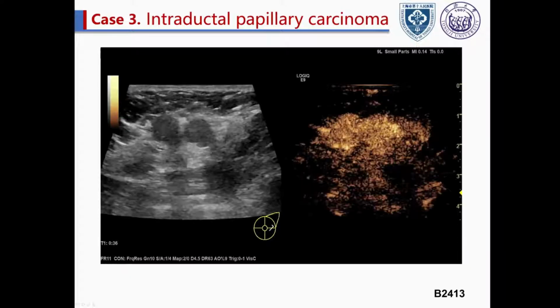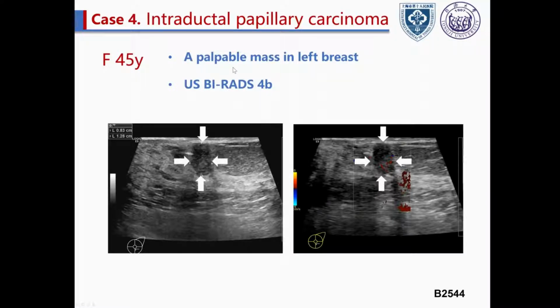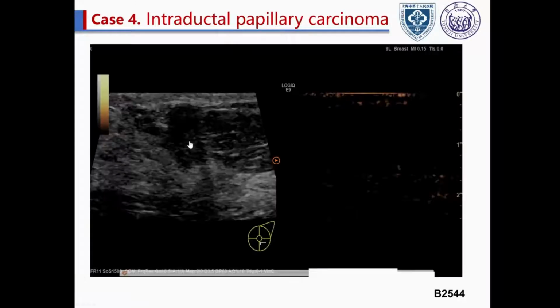Okay, this is the fourth case. Is also intraductal papillary carcinoma. The patient found a papillary mass in the left breast, and it is also classified as BIRADS 4B. It's a B-mode image of the patient, and this is the color Doppler flow of the lesion. We can see the coral and white shape of this thing, and this is the image of this.